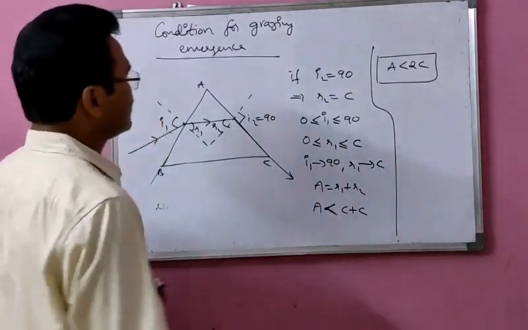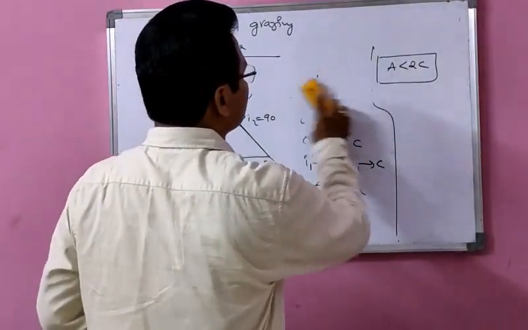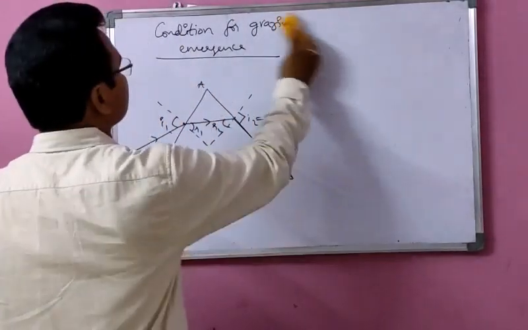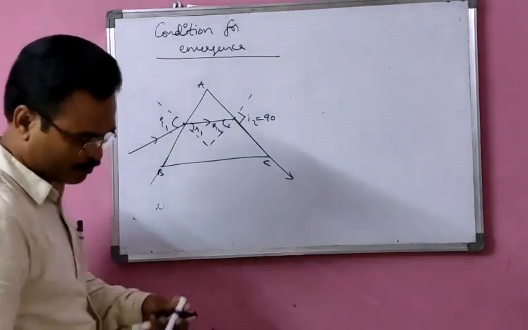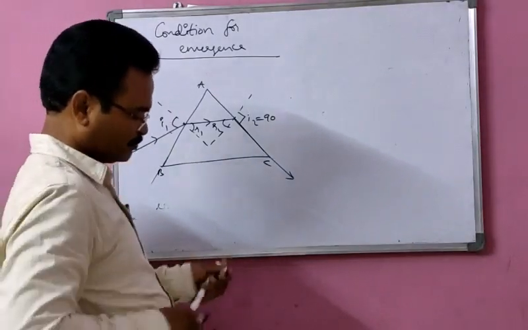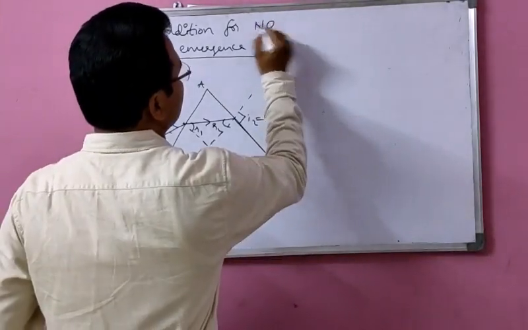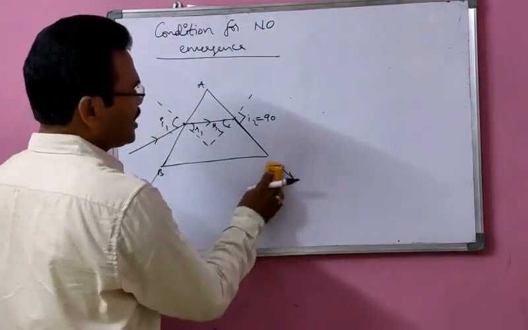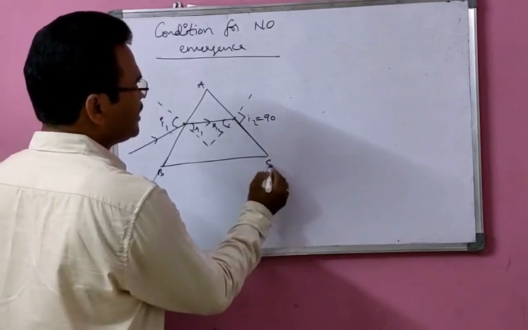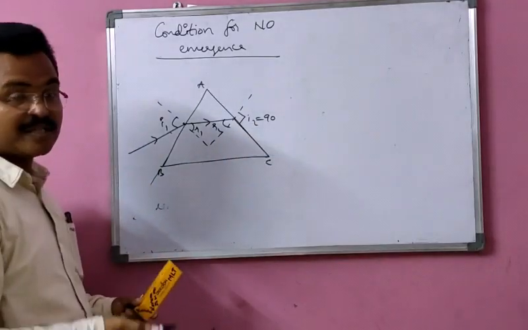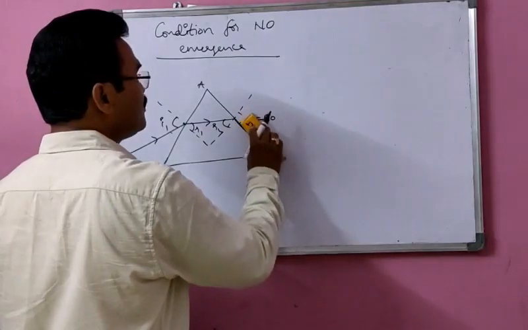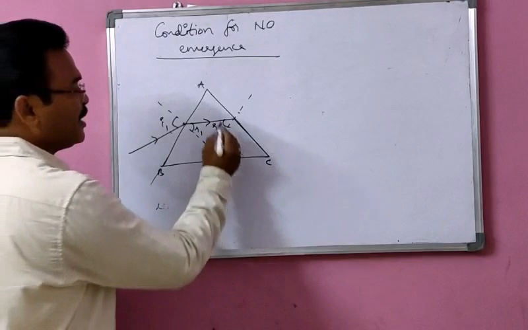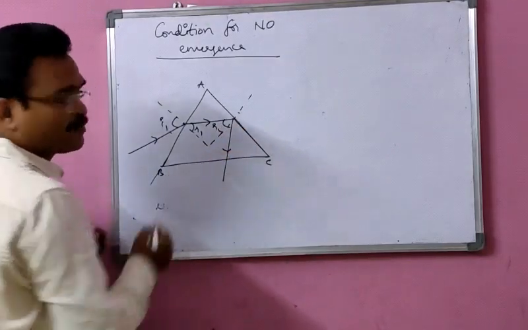Now, in a similar manner, the condition for no emergence. What do you mean by condition for no emergence? It means that after refraction into the prism, the light ray does not come out from the other surface. Instead, it undergoes total internal reflection at the other surface. Here it goes out like this.